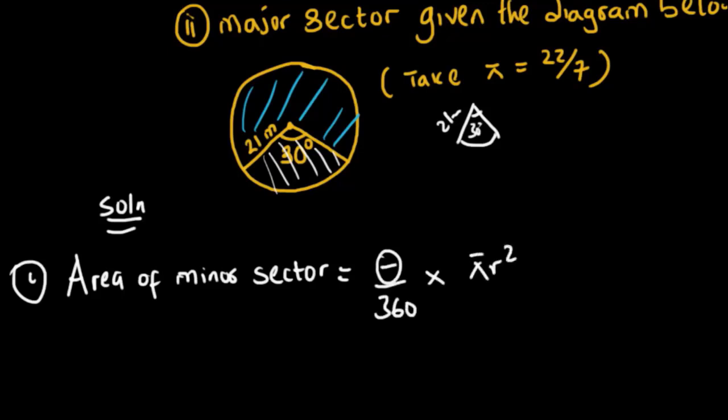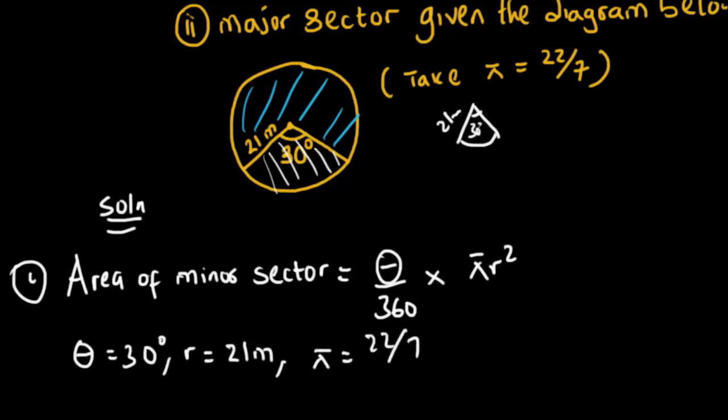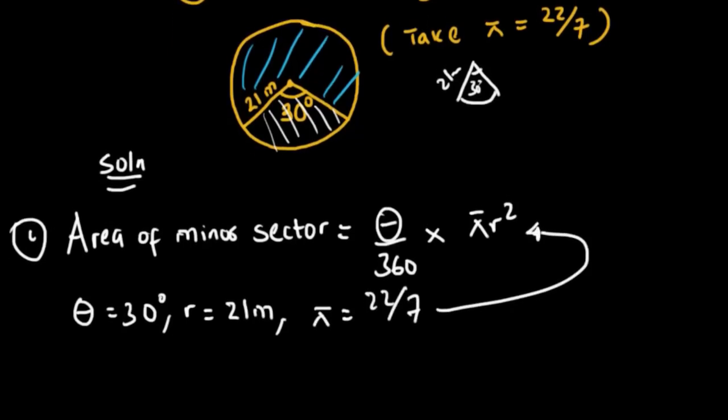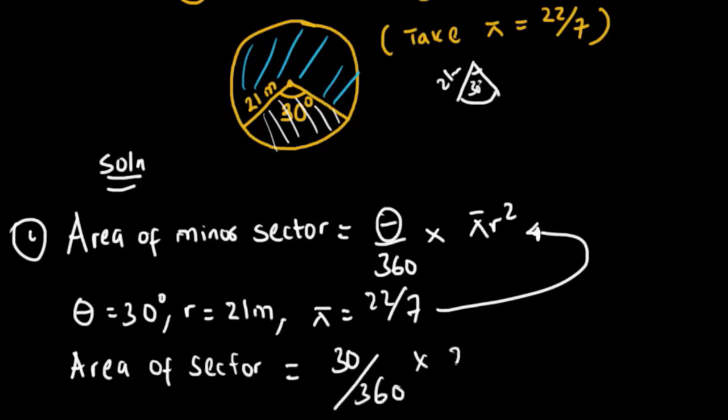Now, what were we given? We know theta equals to 30 degrees. We know our radius equals to 21 meters. And then we're given pi equals to 22/7. Now, all we have to do is to slot this into the formula. Area of minor sector, I'm just going to put sector, equals to 30 over 360 times 22/7 times radius, which is 21, so we have 21 squared.